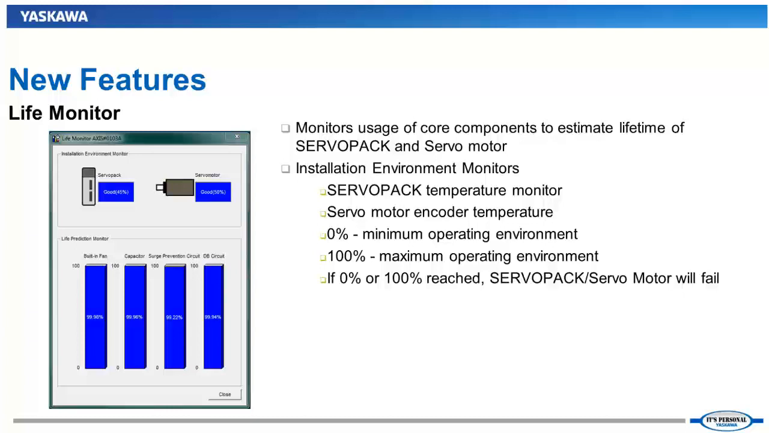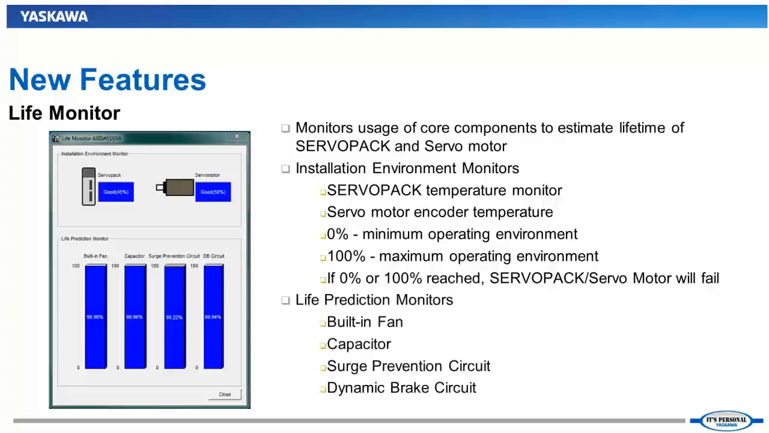So 0% is actually going to be your minimum operating environment, and 100% is your maximum operating environment. So you really never want to hit those numbers because that will actually cause the SERVOPACK or servo motor to fail. So being at 45 and 50% right in the middle of their operating environment is ideal. And then at the bottom you have your life prediction monitor, so all the components that typically lead to a SERVOPACK failing will be monitored for their usage over time. As you can see with this one, everything's still pretty new, at 99% of their life cycle.